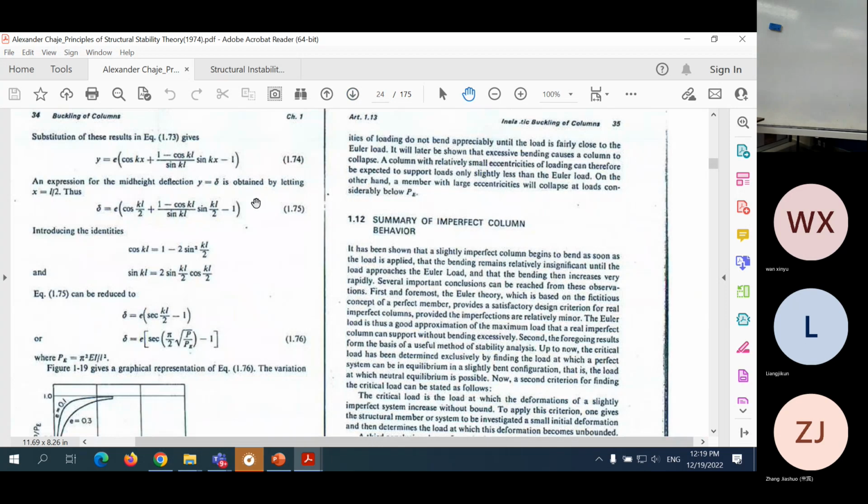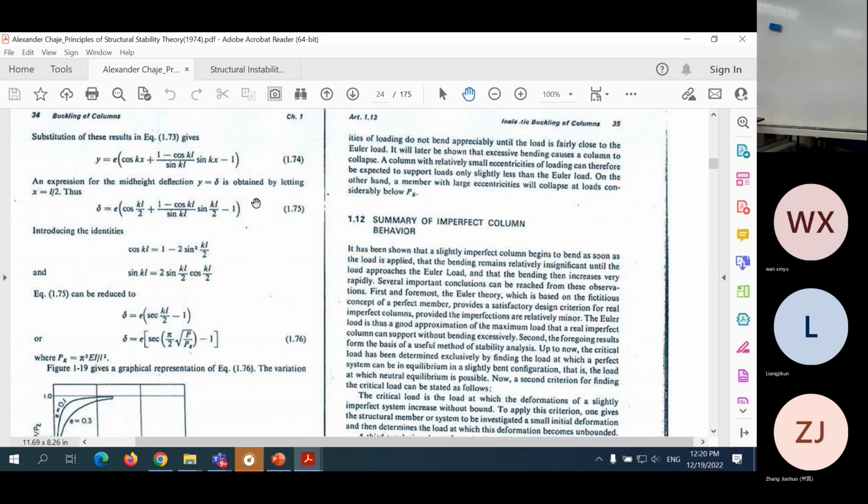So the solution for y is in this form, and here they want to change it into some form that is easy for us to interpret. So they rewrite these equations, first, again, by substituting x equals L over 2 to get the mid-height deflection. You substitute x equals L over 2, you get these equations. Because there are a lot of cos KL and sin KL terms, they make use of this identity to rewrite this equation, and then you get into this form.